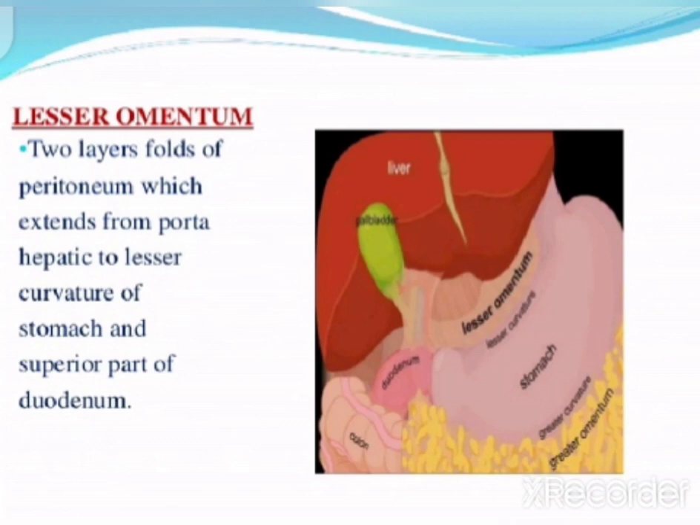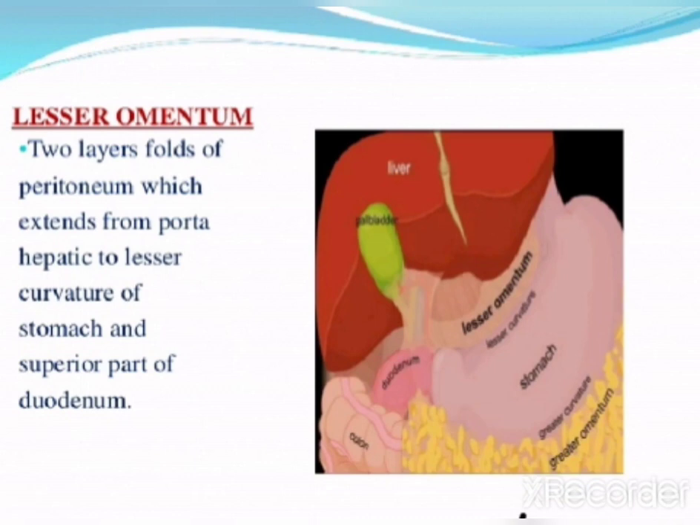Now, what is the lesser omentum? It is the two-layered fold of peritoneum which extends from the porta hepatis to the lesser curvature of the stomach and the superior part of the duodenum. You can see here.